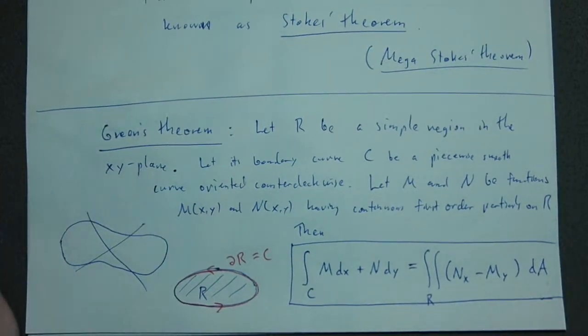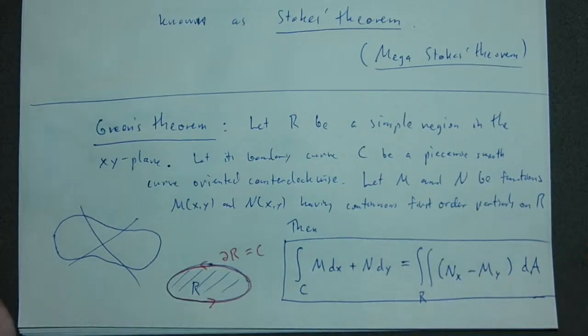Okay, so Green's theorem. Here it is. I have a simple region in the plane, so this applies to a two-dimensional line integral, a line integral on the plane. Let its boundary curve C be a piecewise smooth curve oriented counterclockwise. Let M and N be the functions that make up this two-dimensional vector field. The line integral of this vector field, using the notation I introduced a couple lectures ago, can be computed as a double integral of this weird expression underneath the integral here.